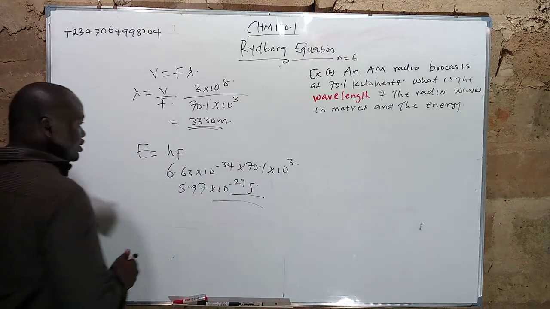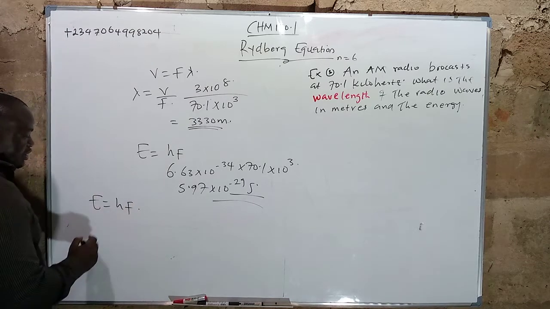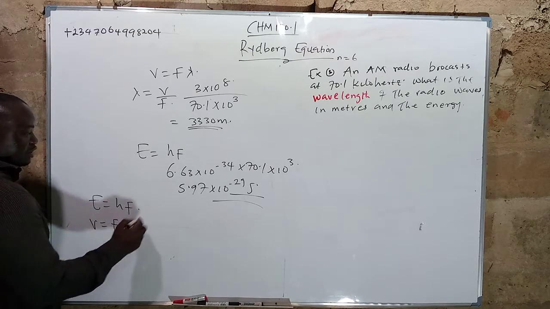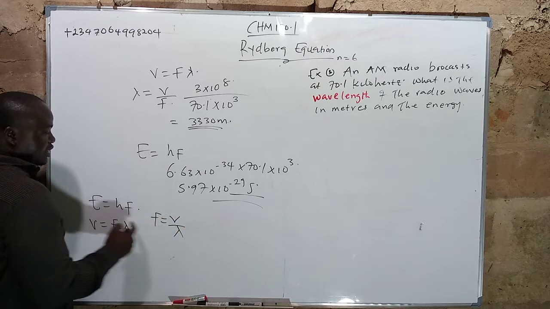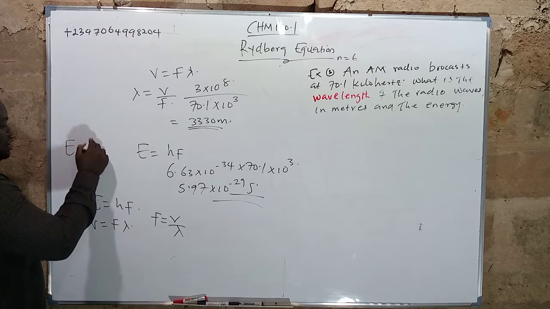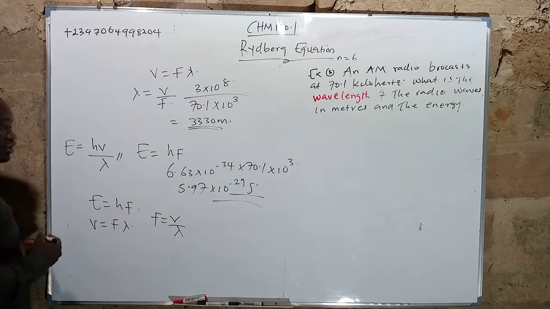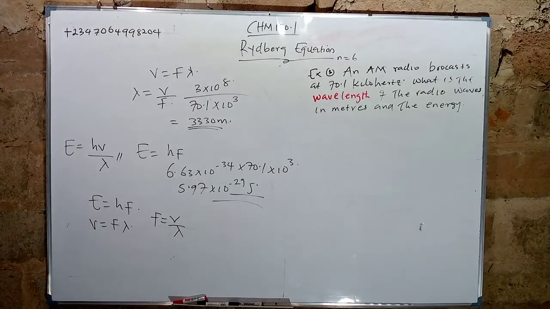Now please, I want to make a simple point here. If energy is hf and v is equal to f lambda, if I make f the subject of the formula, f is v all over lambda. So I can put this into the energy equation, and it will change to energy is equal to hv all over lambda. That's another equation for calculating energy under energy quantization. So please note it very well. I want to put that formula so that however they bring it, you can be able to solve it.